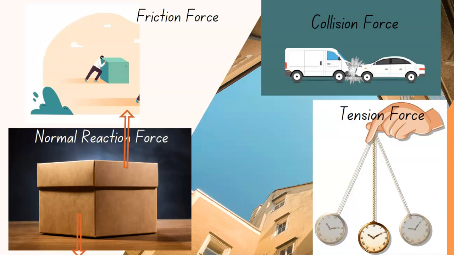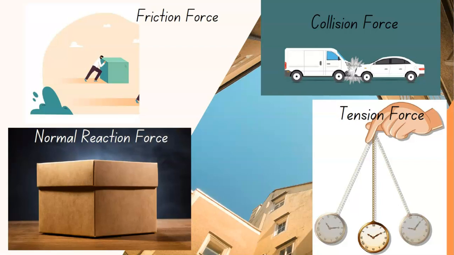Again, the box is not moving because the two forces are balancing each other. The downward acting weight of the box due to gravity is balanced by the upward acting normal reaction force. Again, the normal reaction force is a contact force because it cannot come into action unless that box is lying on the surface of the table. That was the second example of a contact force.